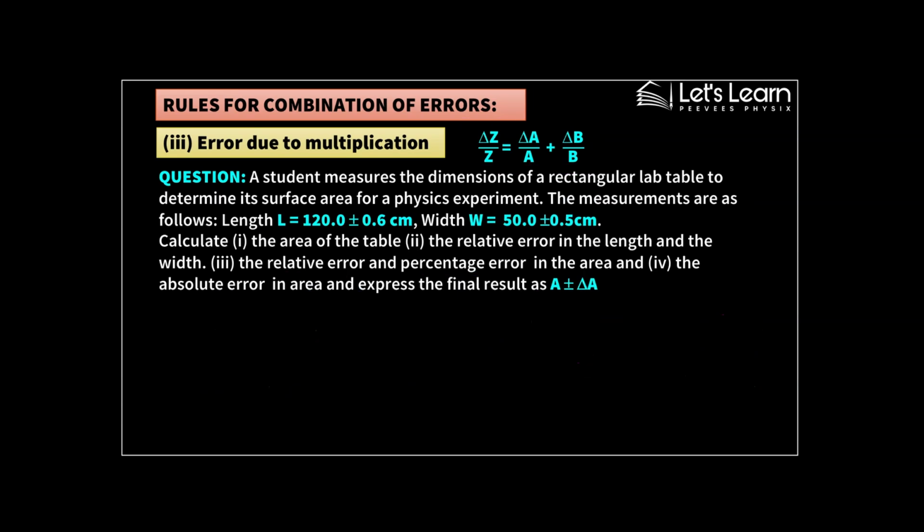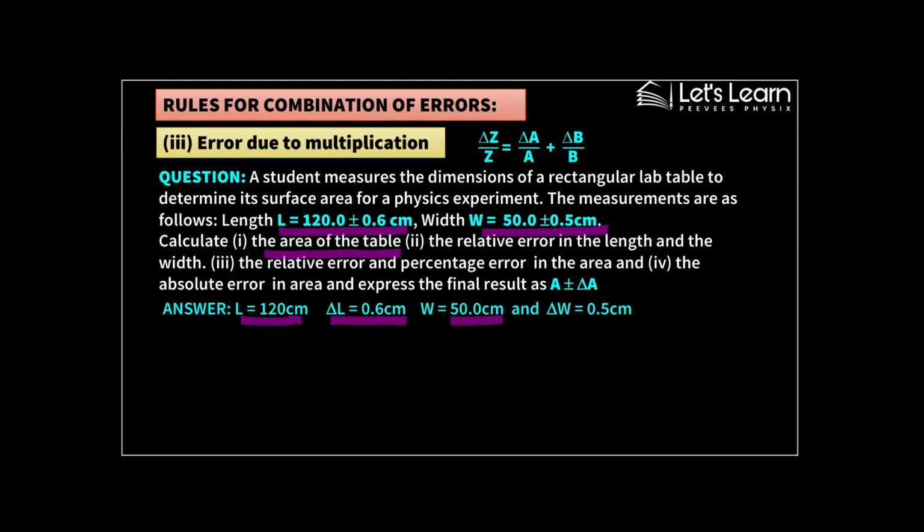Another question. Table has a length of 120 centimeter. Table has a width of 50 plus or minus 0.5 centimeter. They wanted area of the table. For that, the given things. Length is given. Error in length is given. Width is given. And the error in width is also given. Area, just simple math. Multiply length by width. How much is the length? 120. How much is the width? 50. Which gives you 6000 centimeters square.